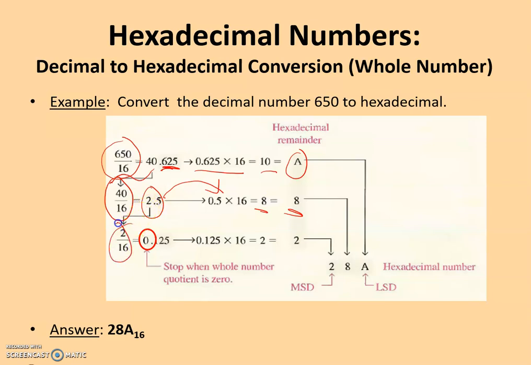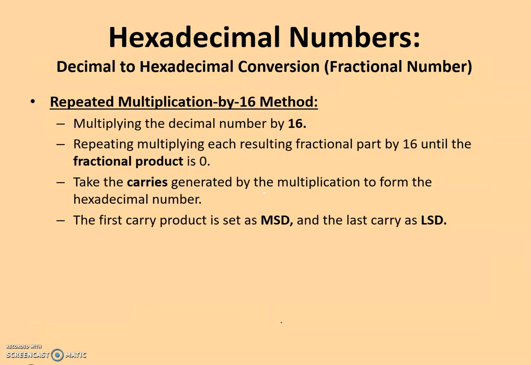Then 2 divided by 16 gives 0.125. Notice this is the first 0 whole number quotient, so you stop here. You carry on and multiply 0.125 by 16, and you have 2, so the hexadecimal remainder is 2. Arranging it, you have this as the most significant digit and this as the least significant digit. So 28A. Remember to write the base number.